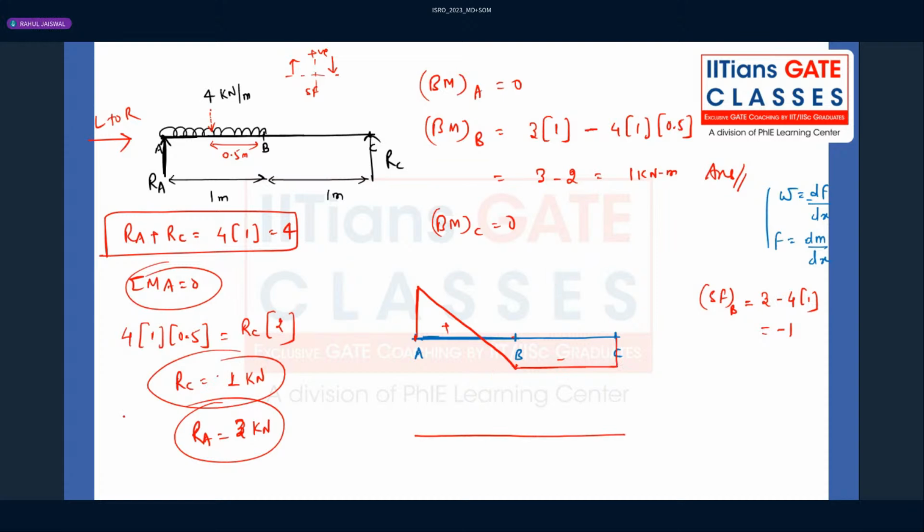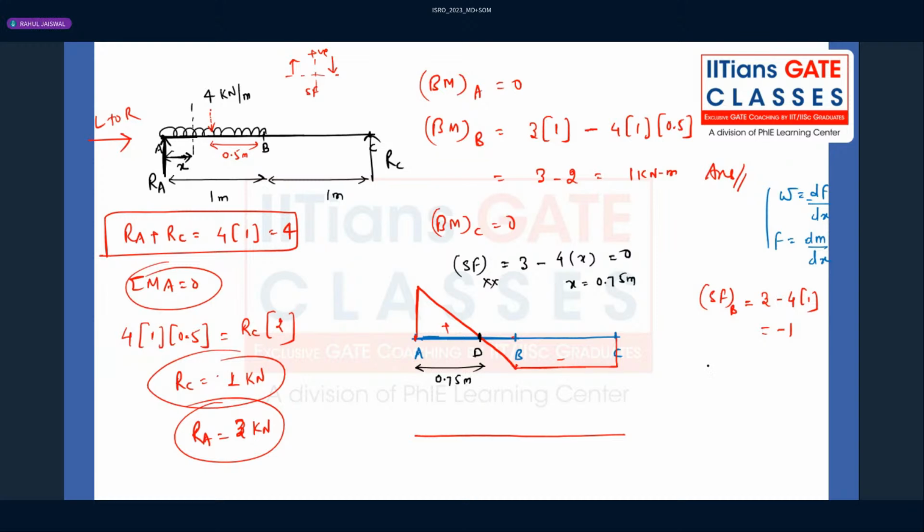So what are you understanding? Somewhere here, let's say point D, you are getting the shear force to be 0. Where exactly is the shear force 0? Let's calculate. At any section XX from A, at a distance X, RA is 3 minus 4 into X, that is 0. So X will be 0.75 meter. At a distance of 0.75 meter, the shear force is 0.